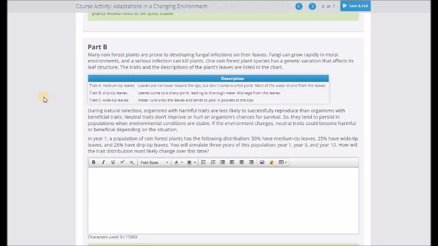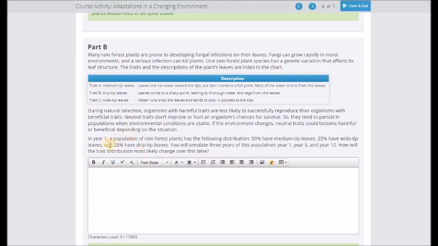Now, part B. The next thing we're going to do is take a look at 3 different types of leaves found in a tropical rainforest. And remember something: one of the biggest killers of trees is a fungus infection on their leaves. Fungus can grow rapidly in moist environments and can seriously kill plants. So there are 3 types. There are the medium tip leaves. These leaves are narrower toward the tips but don't come to a full point. Most of the water drains from the leaves. There are the drip tip leaves, which come to a sharp point, leading to thorough water drainage from the leaves. And then finally there are the wide tip leaves. Water runs onto the leaves and then tends to pool in pockets at the tips.